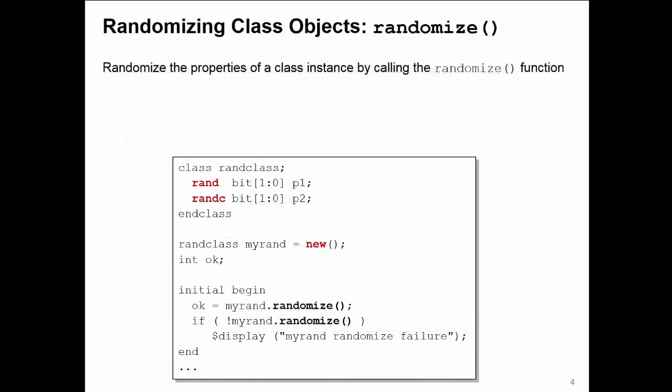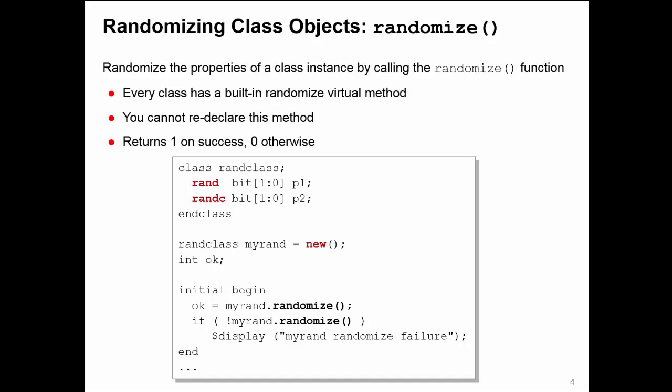Once you've declared your properties as being rand or randc, you can randomize these by calling the randomize function of a class instance. So this is a built-in virtual method for every class, and you can't redefine or redeclare this method. It returns a 1 when the randomization is successful, a 0 otherwise, and randomization may fail because of constraint violations, and we'll have a look at constraints in the next training bite in this series.